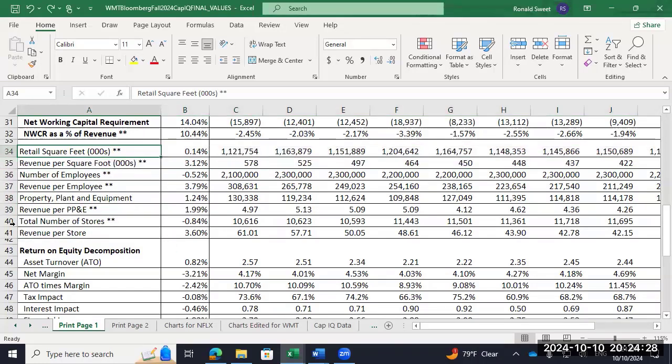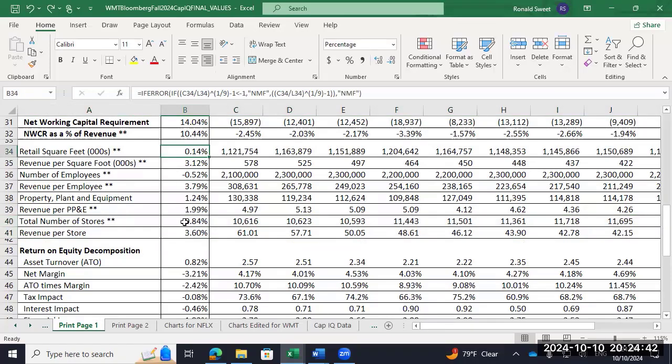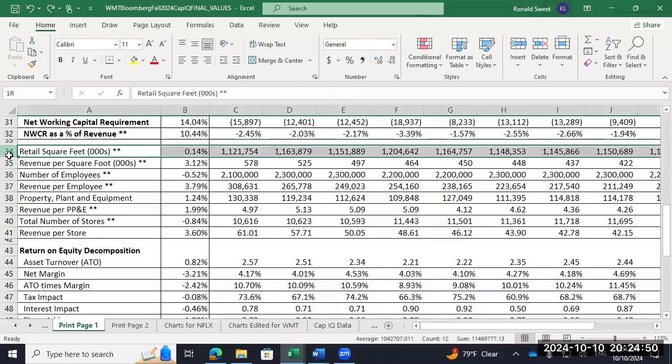If you don't have revenue per square foot, you can do revenue per store. I prefer to do revenue per square foot because Walmart has the super Walmarts that are much larger. So it makes more sense to me to look at that. They are a little bit different. If you look at their store counts, they're down, but their square feet are up. So they're building the bigger stores now. So it does give you a little bit different picture. But find one of these and focus in on that one.